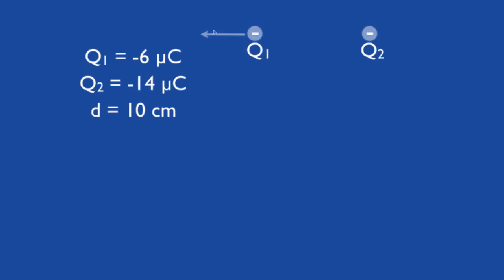If it is going to move to the left, it will feel a force to the left, and we would designate that force as F1, the force on 1. This is not F12. This is the force on charge 1 from charge 2. So that's how we figure out the direction of the force.